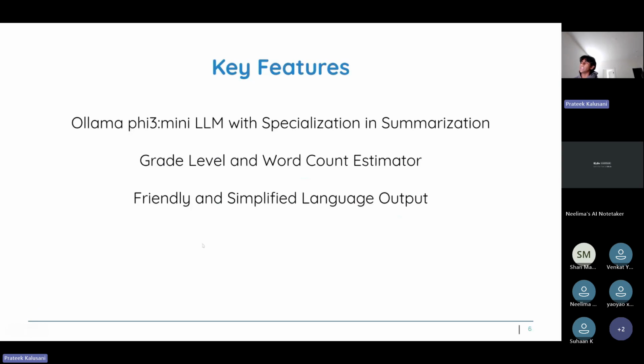The key features of the project are the Ollama 5.3 mini large language model. I chose this model because it has specialization in summarization and has the best outputs. The project includes the grade level and word count estimator, so you can change the output to however you want. And it also includes friendly and simplified language output for the best possible responses.